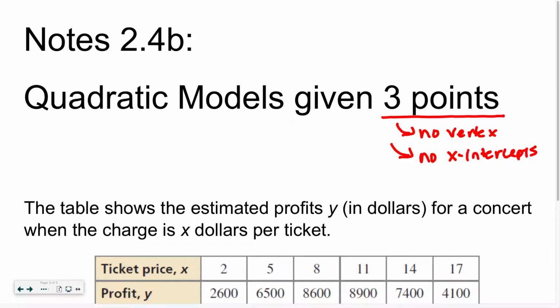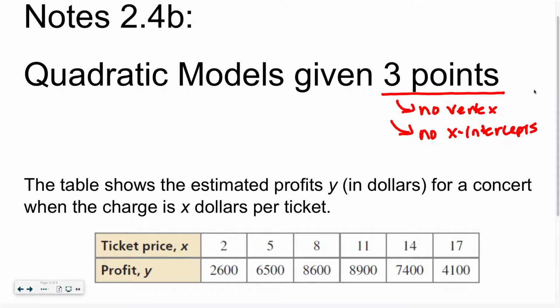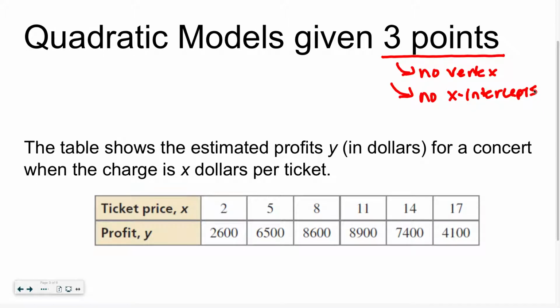Okay, so we're going to put it in context of a word problem here. The table below shows the estimated profits, which is Y, in dollars for a concert. So here's our profit, nice little chunk of change right there, when the charge is X dollars per ticket. Okay, so we're going to charge different amounts per ticket.